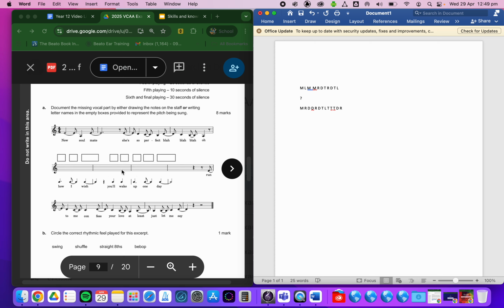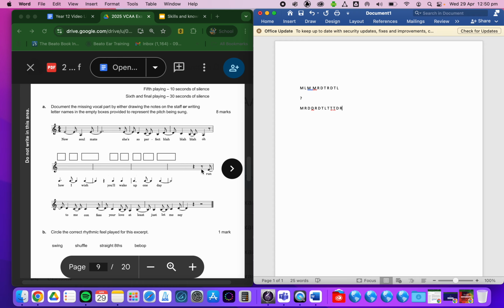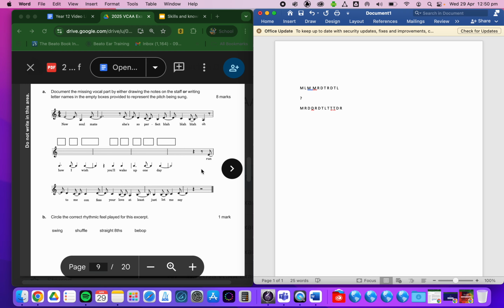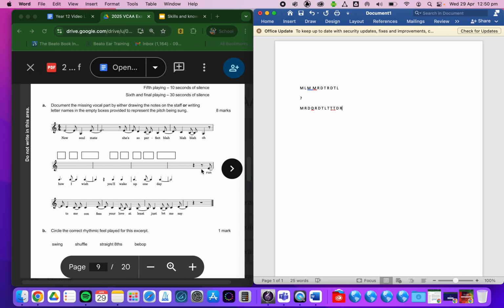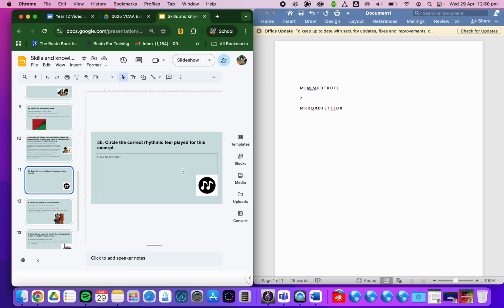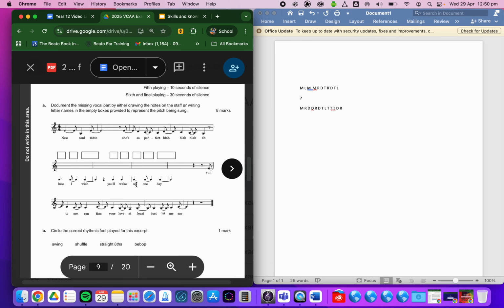So on last year's exam, you had to try and get 1, 2, 3, 4, 5, 6, 7, 8 notes, and it was out of 8 marks. So it's worth a good chunk of your overall score. So the second part of this question, which I don't know if I've done here. Yes, I did. I didn't put anything there, but it's the same. It's just about rhythmic feels.